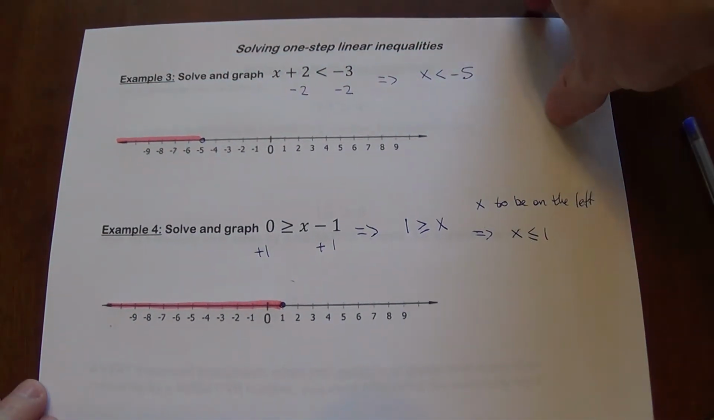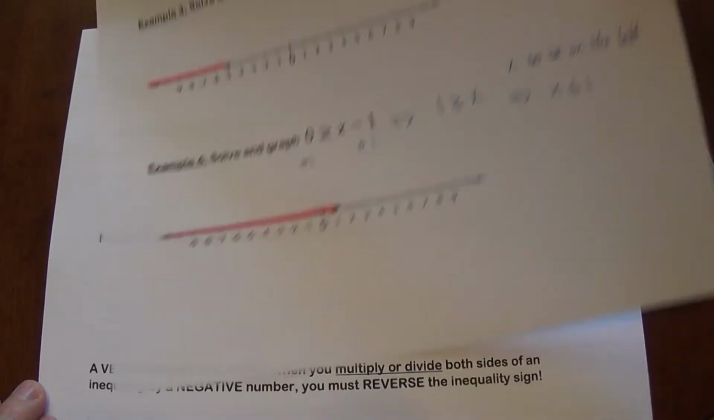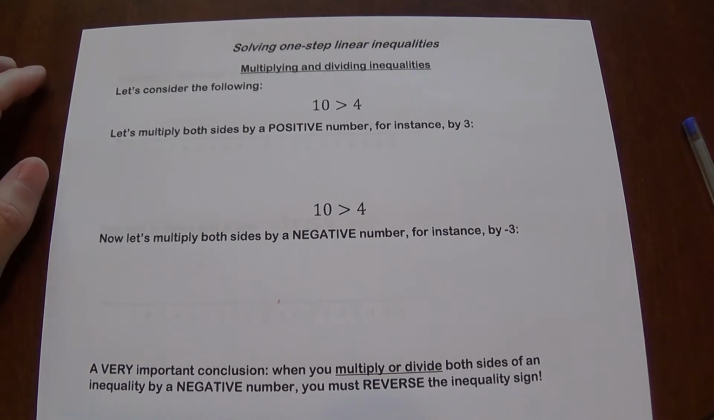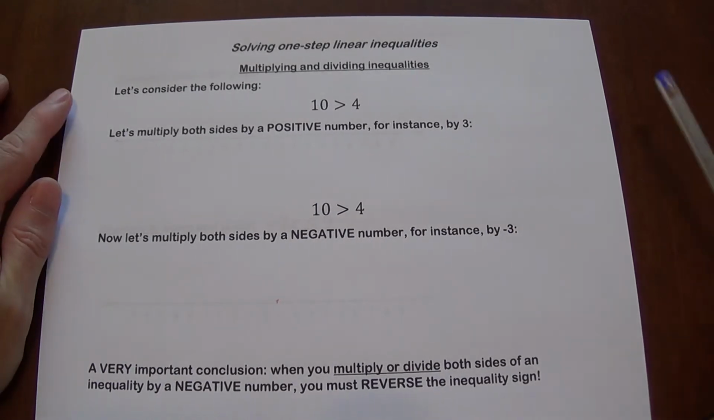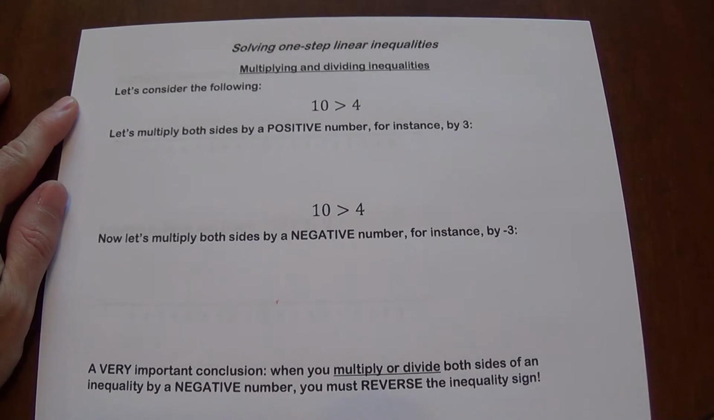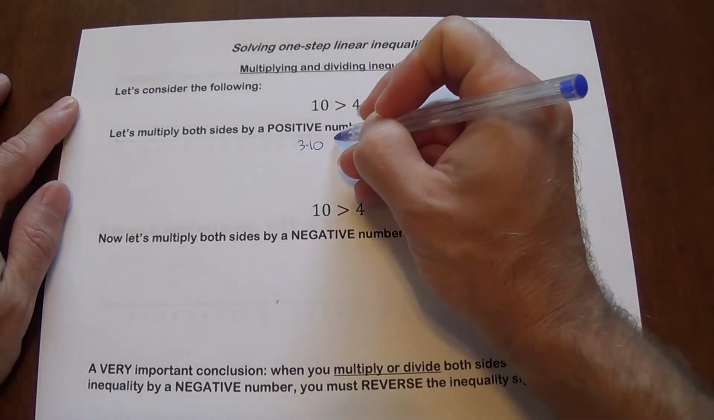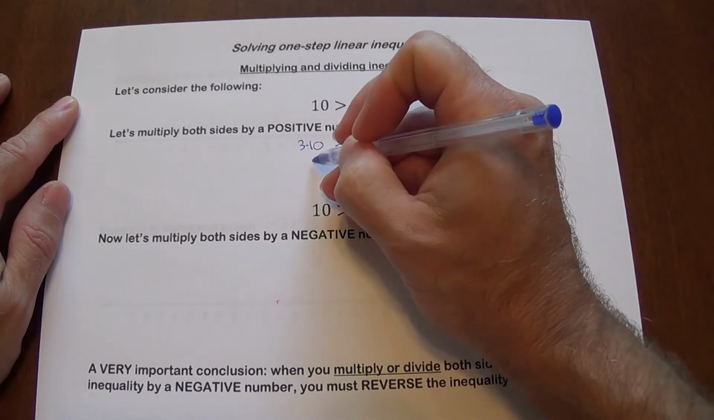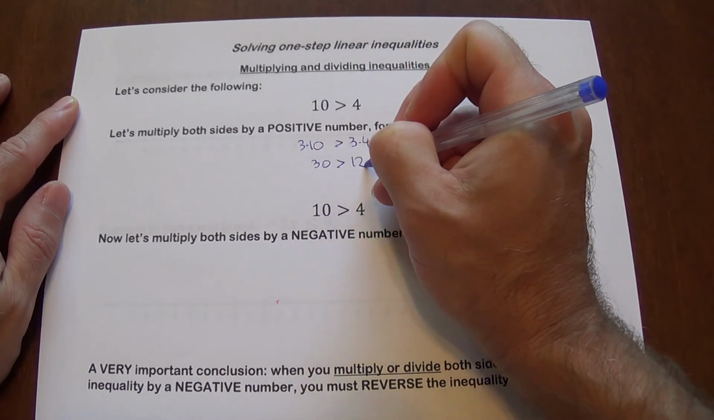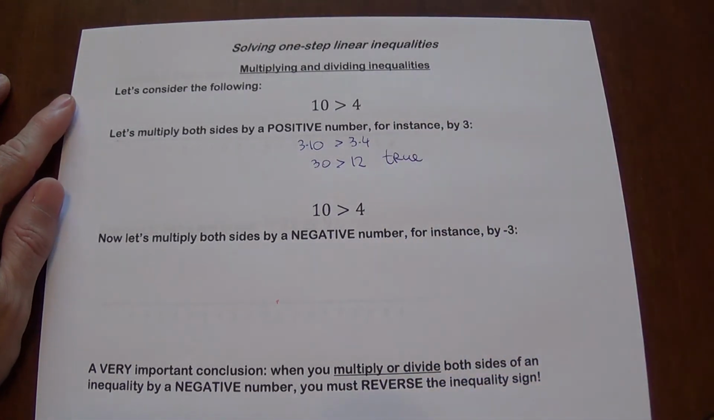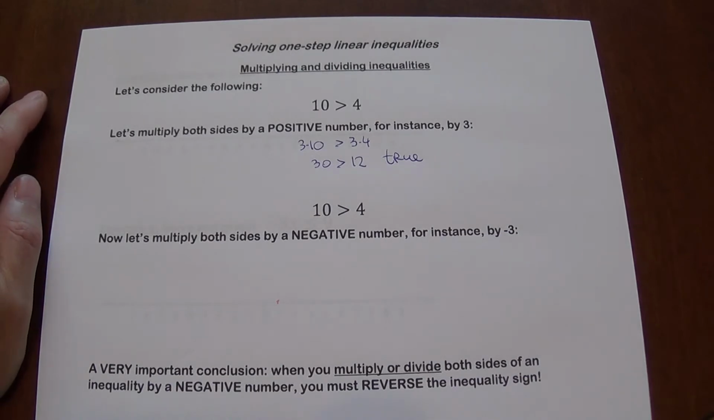But now we're going to talk about division and multiplication. So when you think about this first, if you take 10, 10 is greater than 4. I don't think anybody doubts that this is a true statement. This is true, right? 10 is greater than 4. If I multiply both sides by 3, I'm going to get 30 is greater than 12, which is true. So if you multiply by a positive number, your inequality will remain intact.